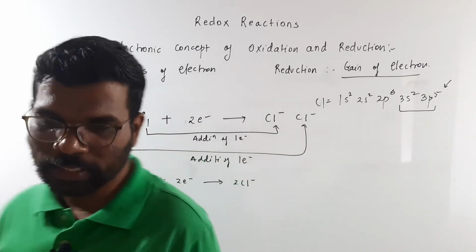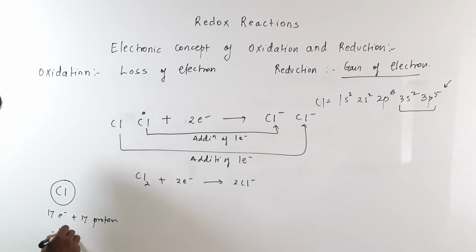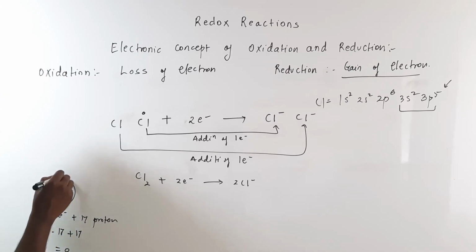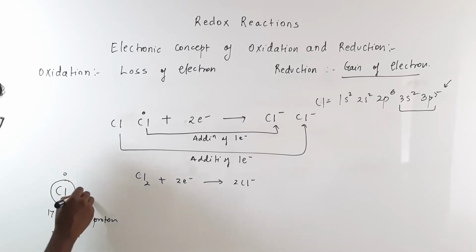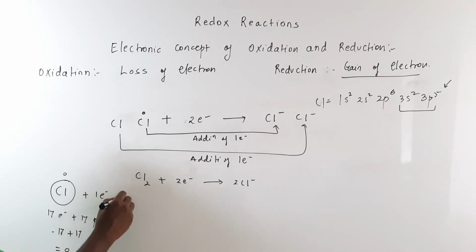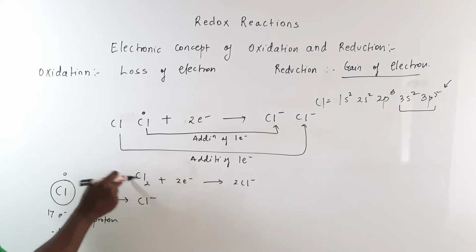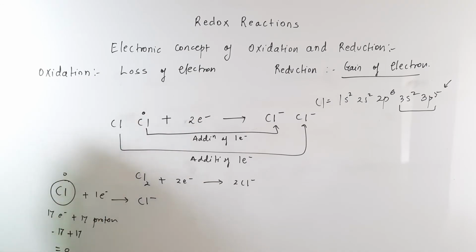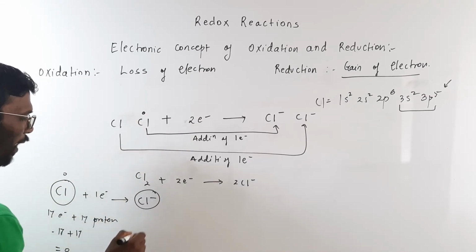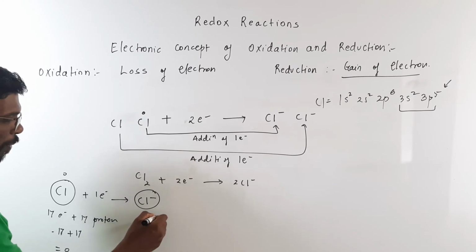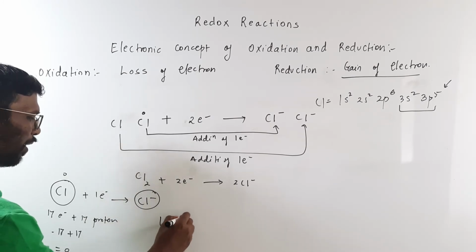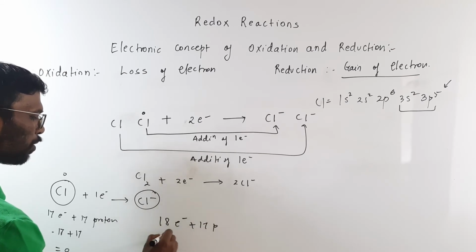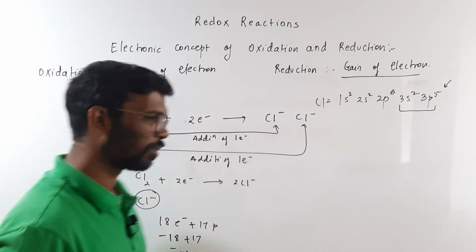So 17 electrons and 17 protons, that's minus 17 plus 17, which is equal to 0. So this chlorine is in the 0 oxidation state. Now I am adding 1 electron and it will change to Cl minus. Chlorine doesn't exist in atomic form, but this is just to understand with respect to one atom. In this form there will be 18 electrons plus 17 protons, meaning minus 18 plus 17, which is equal to minus 1.